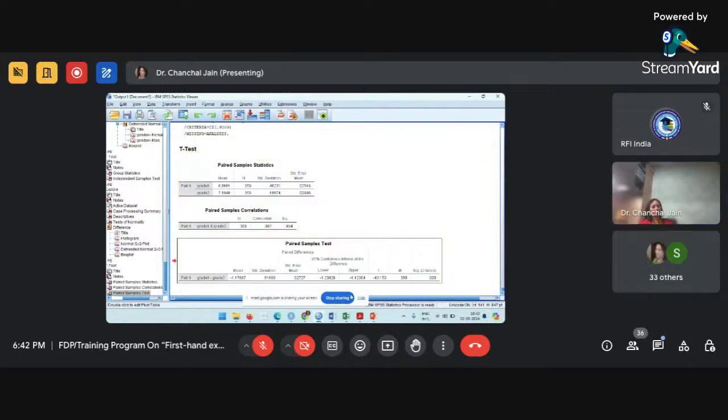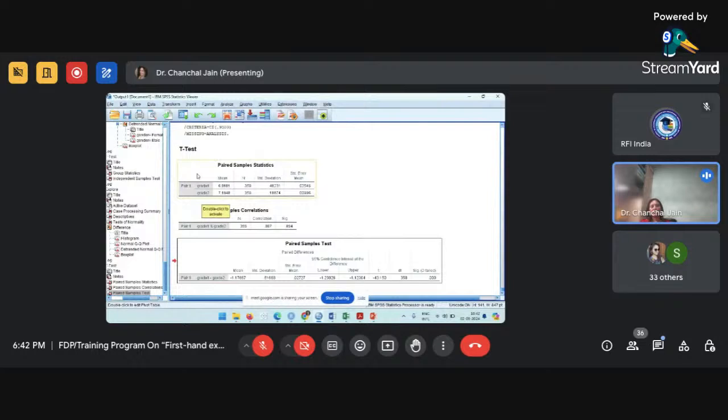Yes, ma'am. Right. And then you can see also the mean difference. This mean difference is minus 1.17. So why is it negative? Because we have taken grade 1 as the first group and grade 2 as the second group. So small figure, we are subtracting from the higher figure. Small figure minus higher figure will obviously give you a negative figure.